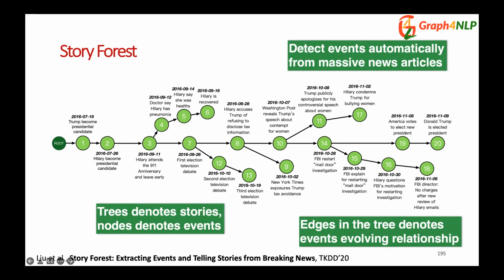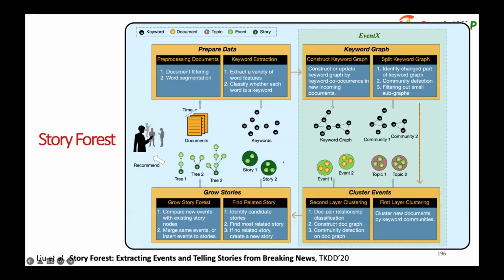We organize the different events according to time and according to coherence. Let's say it starts from Trump becoming the presidential candidate until he is elected to be the president. And we have several branches, such as the different television debates and the email saga of Hillary. So here the key question is how we can cluster different articles into fine-grained event clusters.